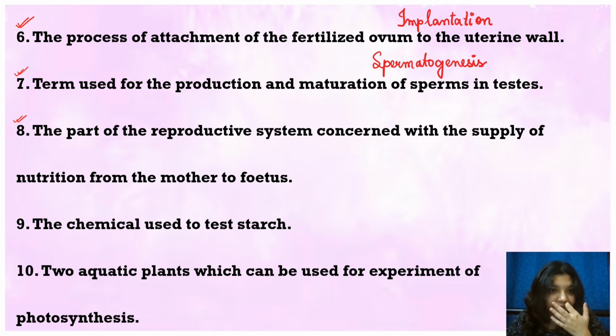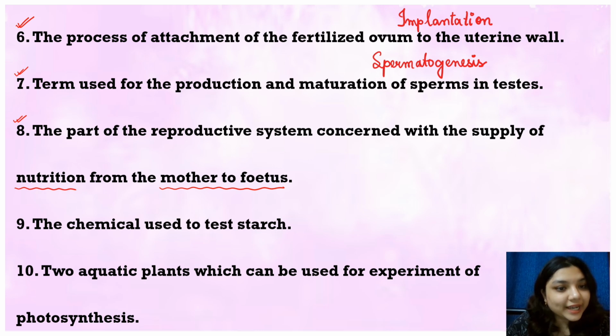Then, number 8, the part of the reproductive system concerned with the supply of nutrition from the mother to the fetus. The connecting link between the mother and the child in the womb is the placenta. So, if you've written placenta, give it a tick.